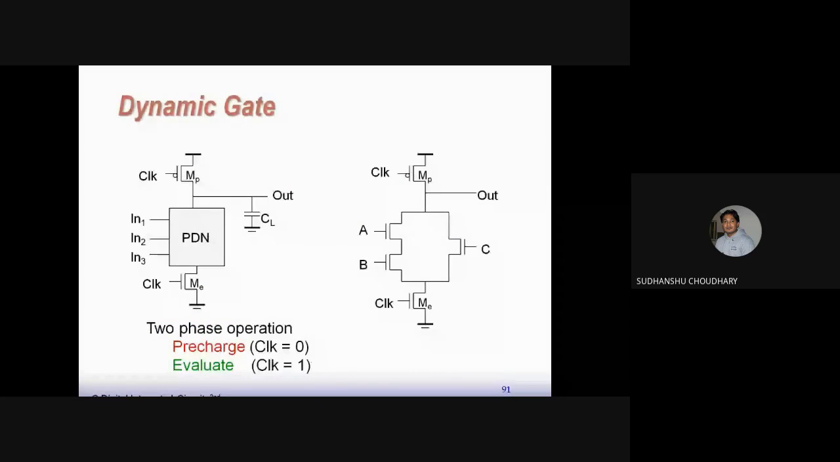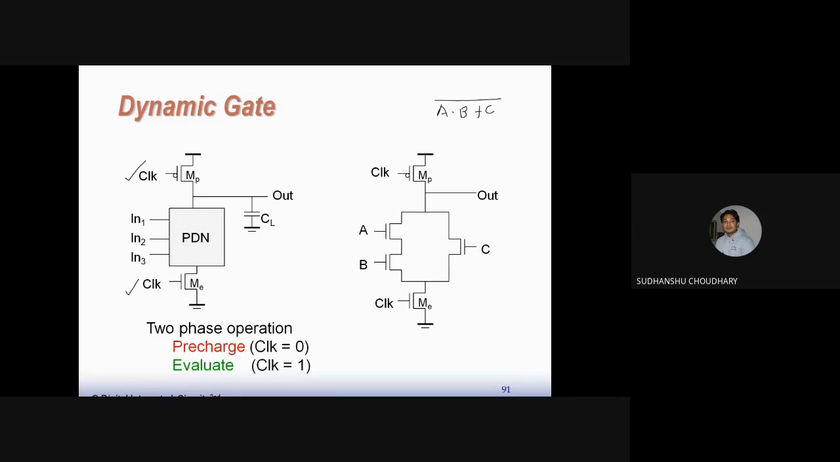So for example, here a dynamic gate is being presented. Since it needs n plus 2, for an n-input, let's say 3-input gate, you need 5 transistors: 3 for the pull-down network, 1 PMOS and 1 NMOS. Both the PMOS and NMOS are driven by clock inputs. For example, here the logic AB plus C, whole bar, is implemented using a dynamic gate with only n plus 2 transistors.